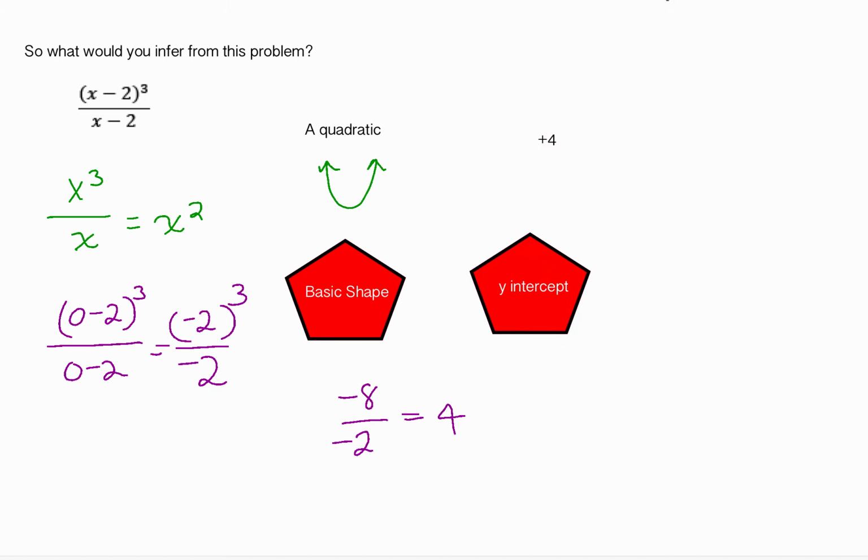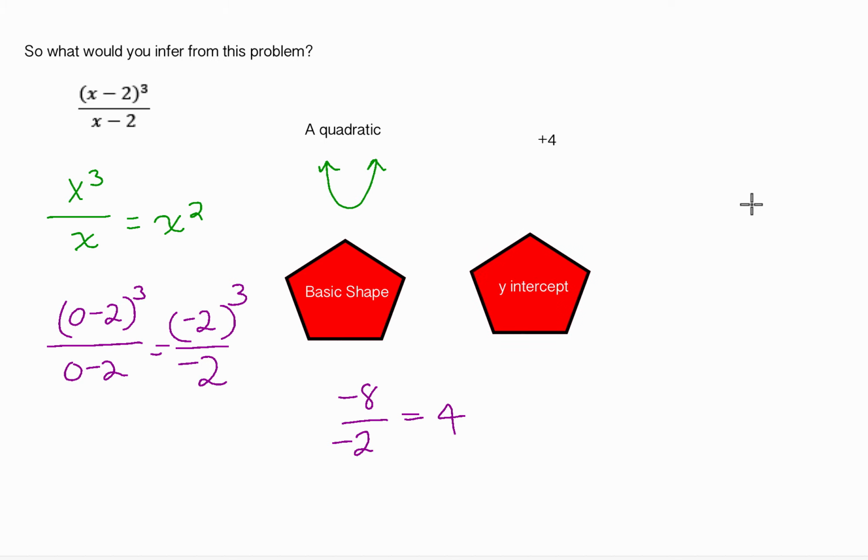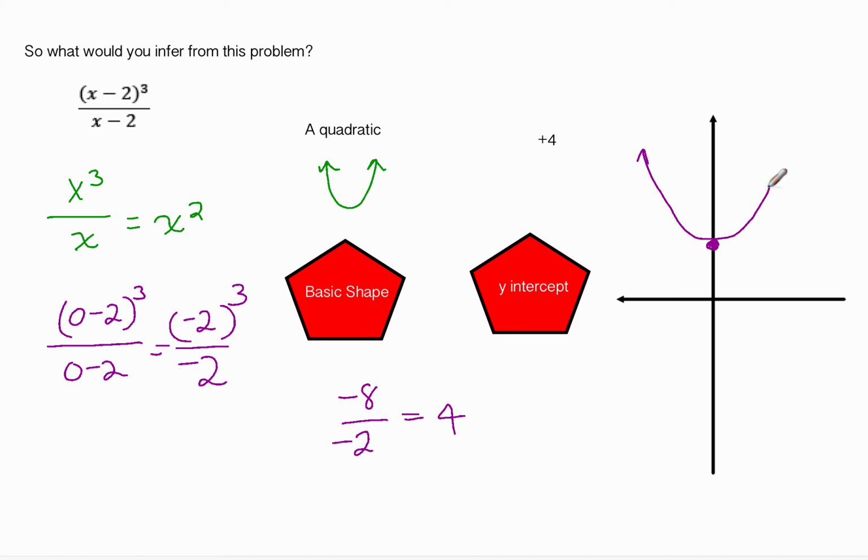So that means if we were to draw it real quickly, I know I don't have arrows on both ends of my axis, it's a quadratic that goes through a y-intercept of 0, 4, so it possibly could look like that. Maybe it looks like that. But we do know that it's got to go through 0, 4.